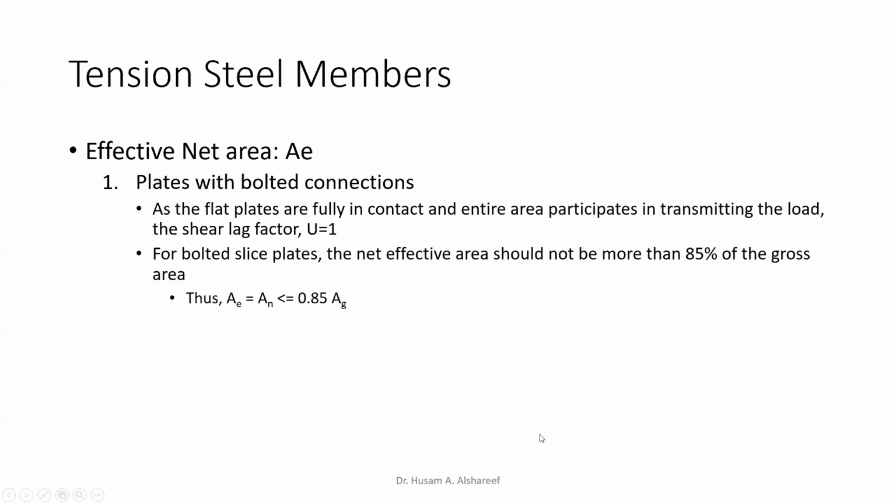In other words, your effective area equals your net area, but both of those are less than or equal to 85% of the gross area. In other words, if you find the gross area value, then you multiply it by 0.85, and this is your net area and effective area. But this is only for scenario number 1, which is a plate with bolted connections.